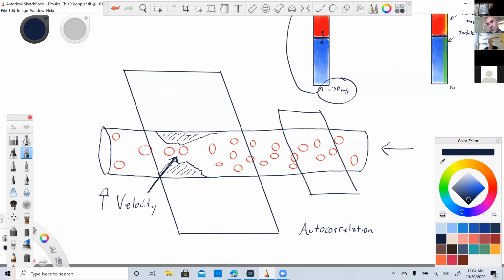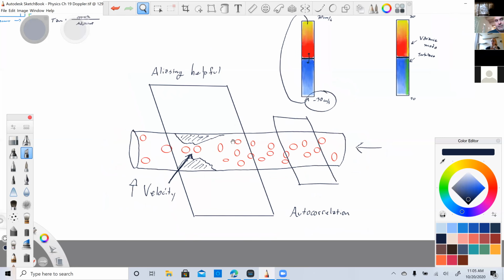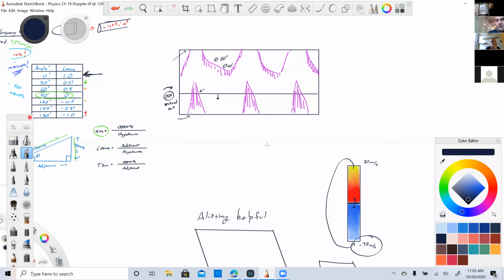In fact, if your PRF is too high, you could actually miss aliasing in color Doppler. So aliasing here is very helpful. Go back and look at it. So we never really want to see aliasing in spectral Doppler. In color Doppler, we do want to see it if it's telling us important information.